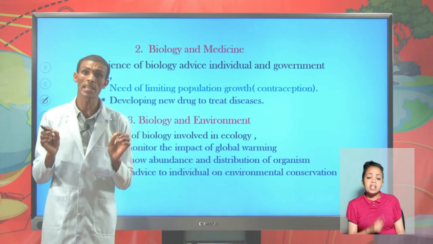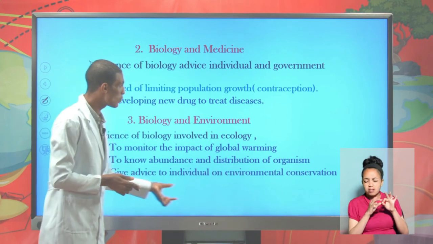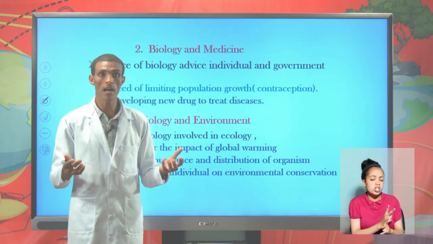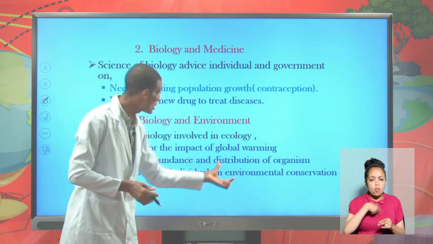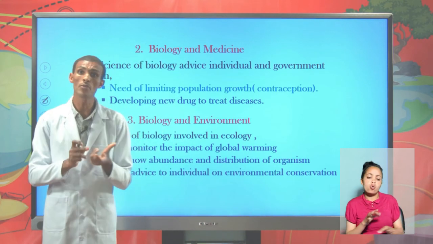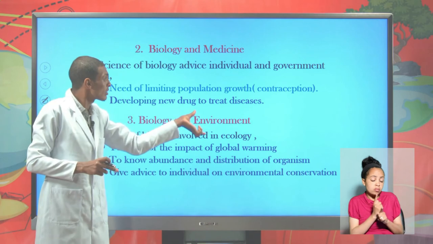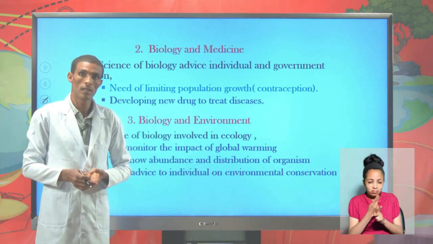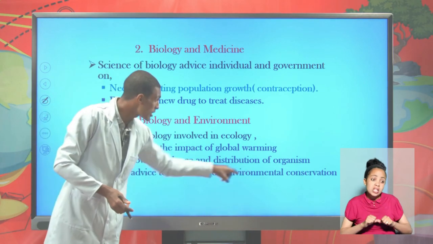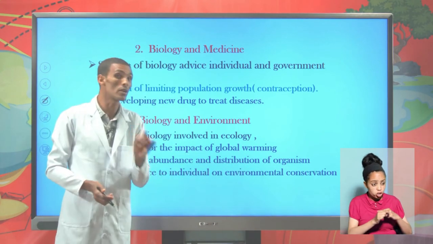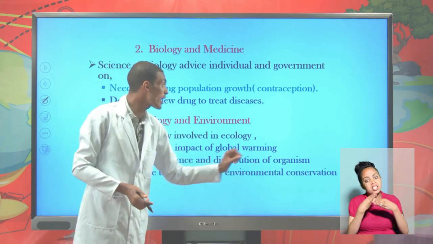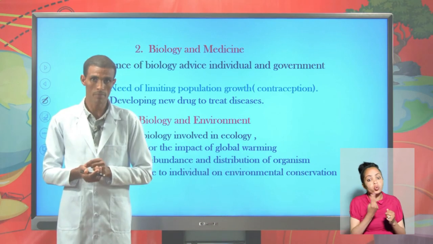The one critical thing here is that biology is very important in ensuring environmental conservation, conserving our environment, using our environmental resources in a sustainable manner. If we cannot use our environment in a conserved manner, our future generations may not be sustained. To sustain our future generations, our environment must be conserved. Biology gives direction on how we can use our environment wisely.